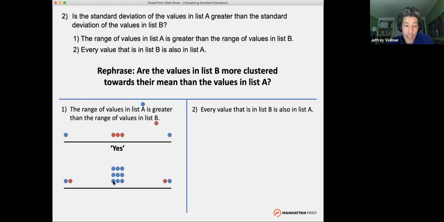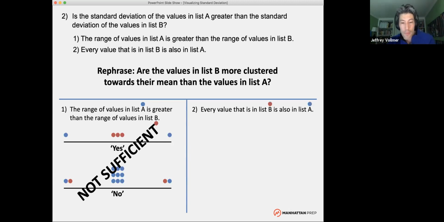Imagine trying to create lots of little line segments, distances from the mean here. A lot of these line segments would be really small, so a lot of their squares would be very small or maybe non-existent in this case. And then the average red square would be pretty large. So are the values in B more clustered? No, they're not. And so statement one is not sufficient. Note, we're not solving for standard deviation. We don't have values. We're just trying to think about spacing and relative distance between sets or values in sets.